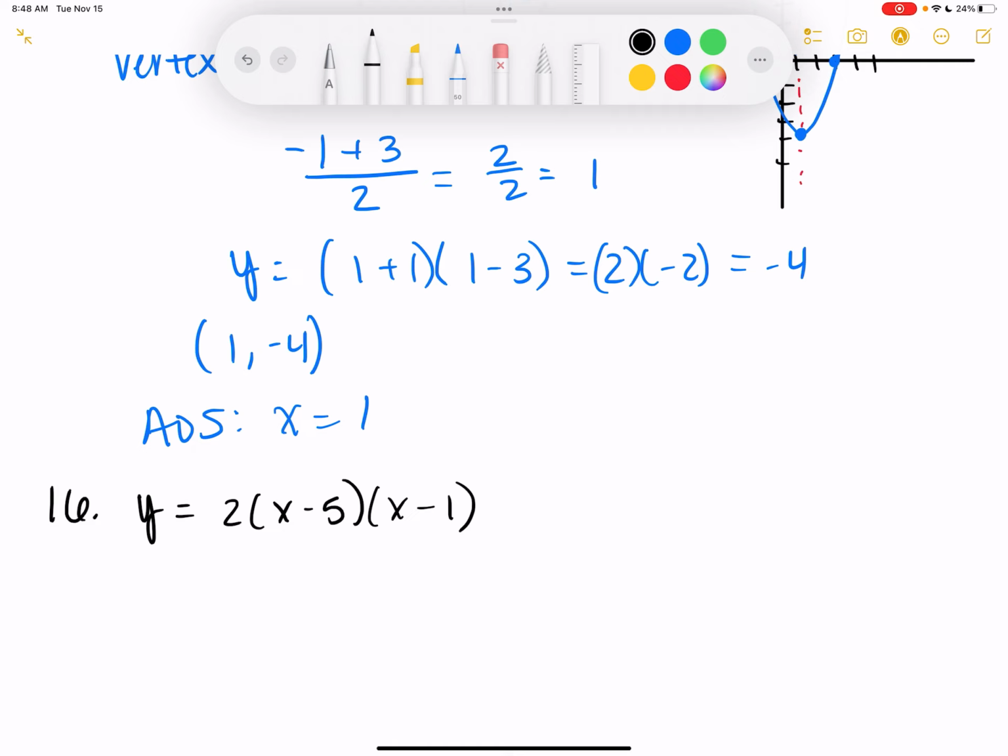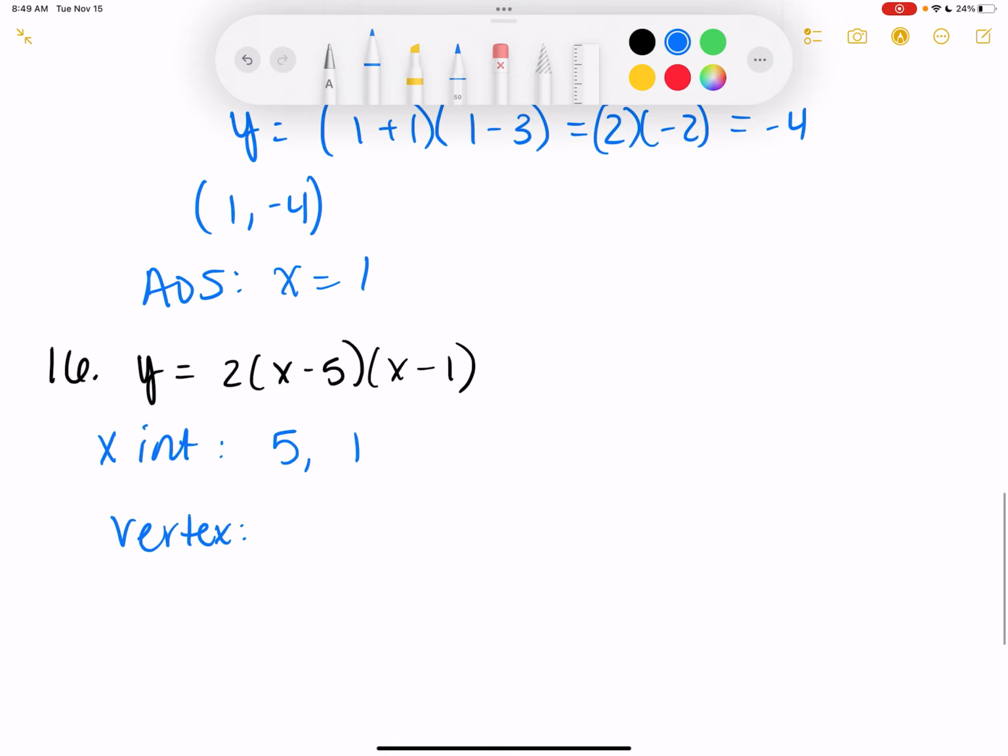All right, so where are my x-intercepts? Yes, at 5 and at 1, because this is in the form it's supposed to be in, and they're the opposite signs of whatever's written there. So I need to find my vertex.